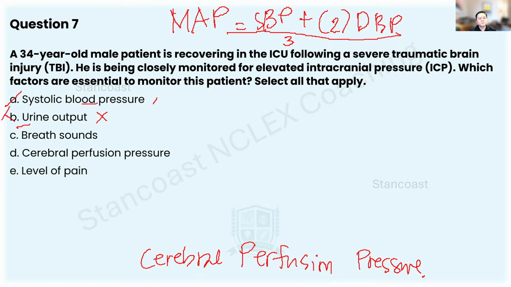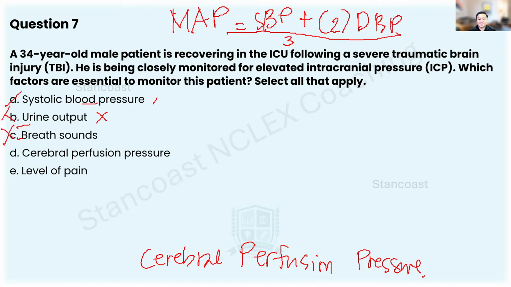What about letter C, breath sounds? Will the breath sounds be a factor in determining the ICP levels? We know that it is important that we auscultate the patient's lung sounds to check for respiratory function, right? To capture those adventitious sounds, to capture complications like pneumonia. But in this scenario, we are looking for a factor that can be easily associated with the ICP levels. So breath sounds will not be part of it. Okay? Now, letter D. What is in letter D? Cerebral perfusion pressure.